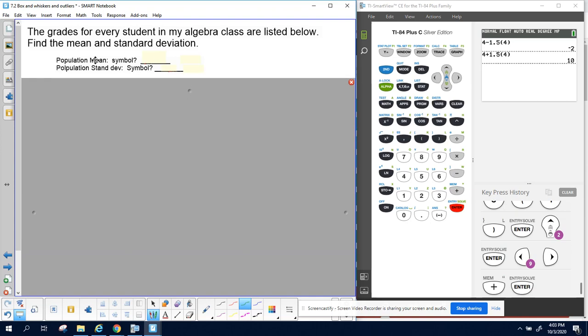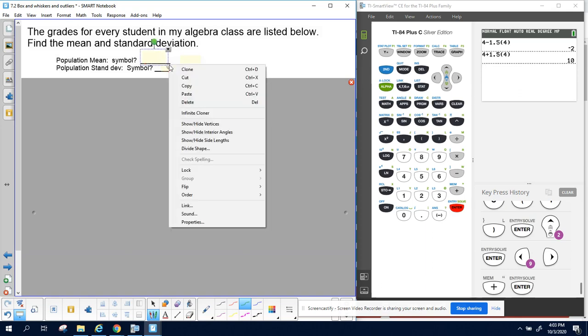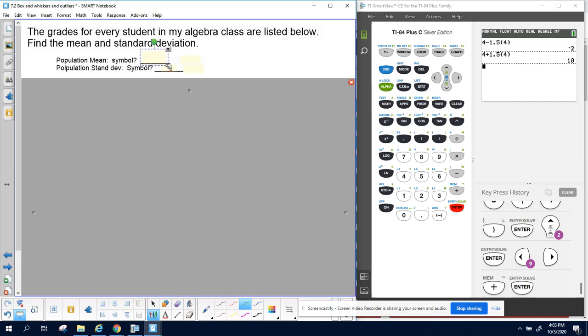Let's review. The population mean. Do you remember what symbol we're going to use? Because I said that we had every single student in my algebra class. Hoping that you are remembering, it's called mu, and it's a Greek letter. Do you remember what the population standard deviation symbol is going to be? Hopefully, you're remembering it's lowercase sigma. Sometimes it has the little x beside it, and sometimes lowercase sigma just has that little front part.